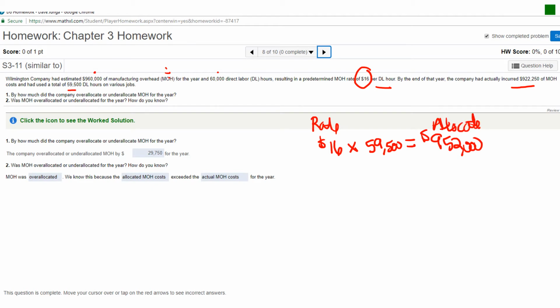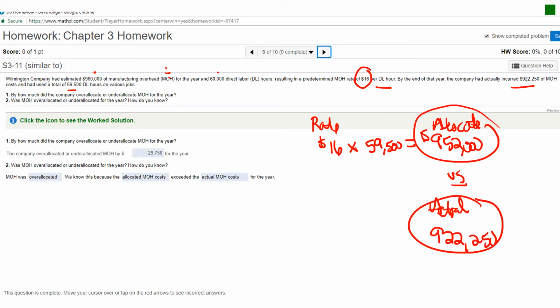So that's your allocated overhead. That's what you allocate. Well, you compare that with the actual overhead, which was $922,250. So let me just circle these. You take the difference between these two, and the difference is $29,750. In this case, it's going to be an over allocation. So they over allocated by $29,750 because they put more overhead into the job.